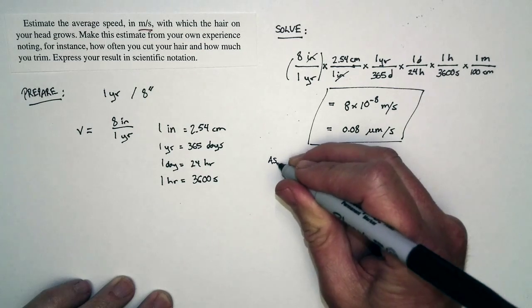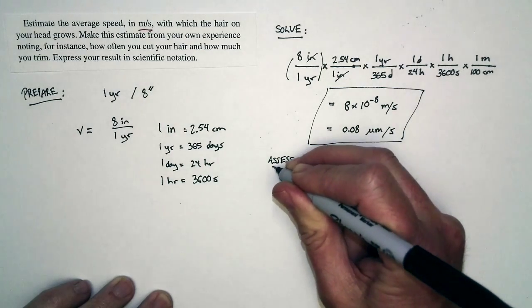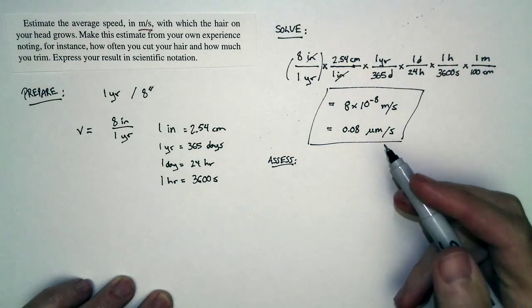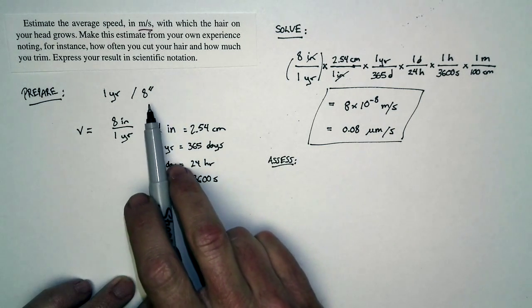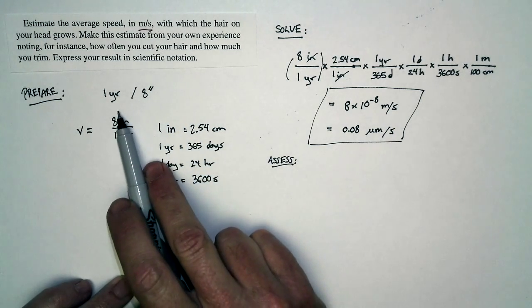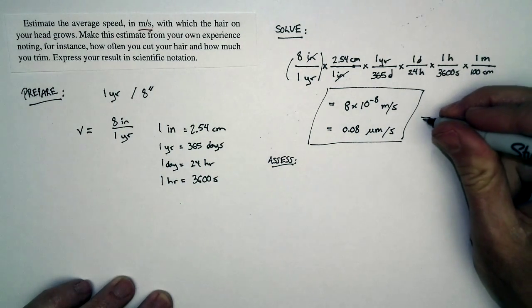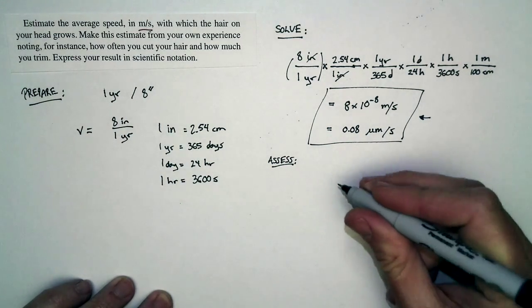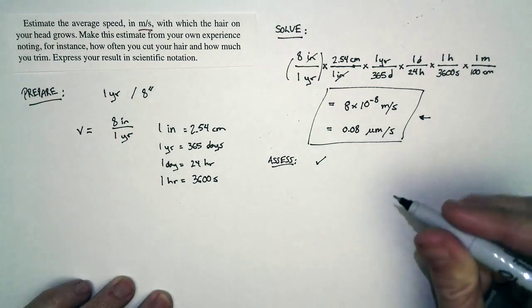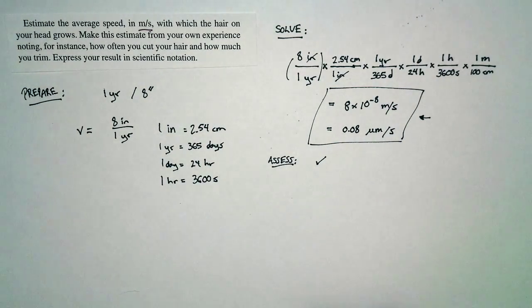Now let's do an assessment. Think about this. If I told you that you had a car that moved a distance of 8 inches over a time of 1 year, you would estimate that that's a very, very slow speed. So we expect this to be a tiny number, and in fact, that's what we found. And so our assessment is that our answer matches the way that we know the world works.